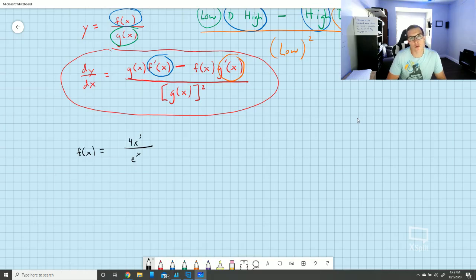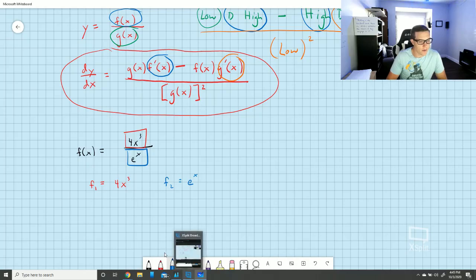This is a quotient rule because we have the quotient of two functions. We have a function in the numerator, a function in the denominator. So we can do the same logic that I was doing for the product rule. I identify the top function. It's 4x cubed. I identify the bottom function. It's e to the x. And then I find the derivative of each of these.